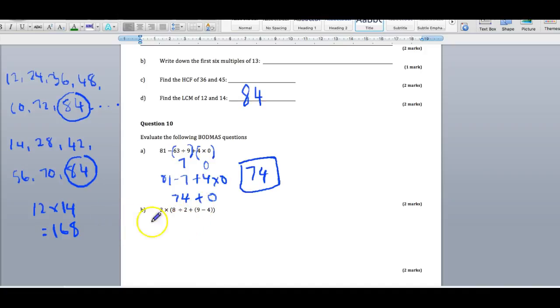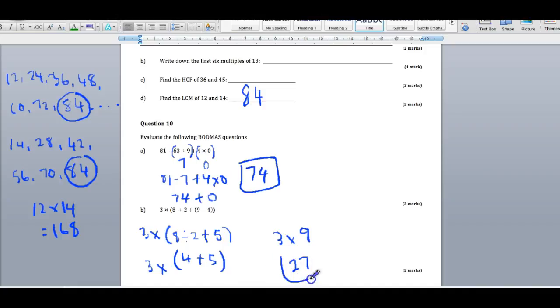B. So we'll just leave the 3 times first. And you can see we've got a bracket inside the bracket, so I'm going to do that one. 8 divided by 2 plus, and then 9 minus 4 is 5. Don't do this times yet, we work within the bracket. So this division inside our bracket comes first. So it's 4 plus 5. Okay, and then we do the 3 times. And then we have 3 times 4 plus 5 is 9. So 3 times 9 is 27.